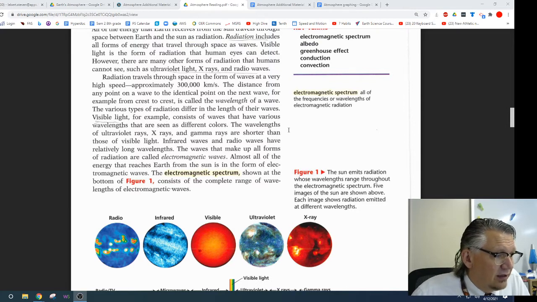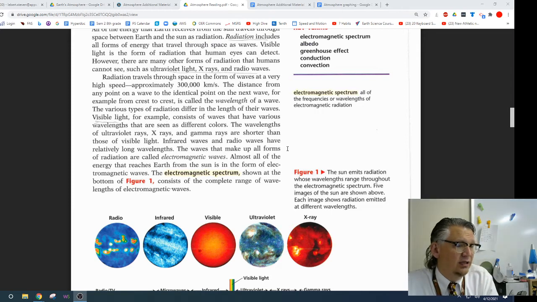The wavelengths of ultraviolet rays, X-rays, and gamma rays are shorter than those of visible light. Infrared waves and radio waves have relatively long wavelengths. The wavelengths that make up all forms of radiation are called electromagnetic waves. Almost all of the energy that reaches the Earth from the sun is in the form of electromagnetic waves.